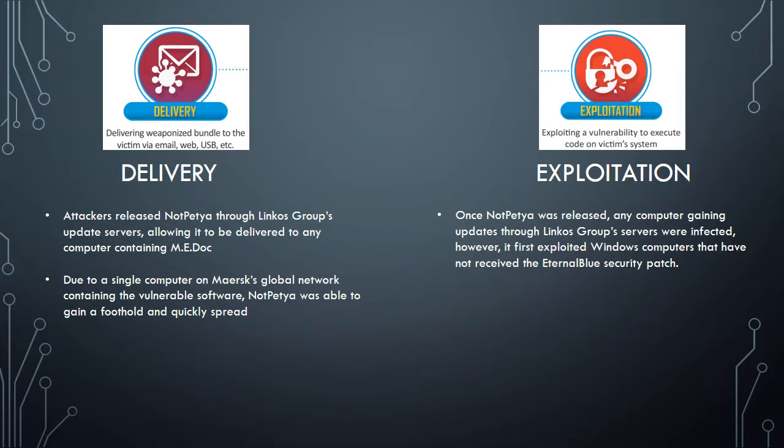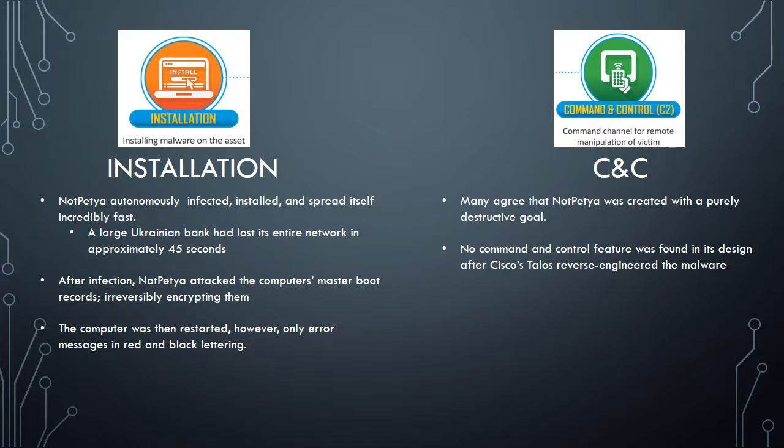Then came exploitation. Once NotPetya was released, any computer gaining the updates through the Linkos Group servers were infected, and any computer not having the security patch for EternalBlue was targeted first. Then comes installation. NotPetya autonomously infected, installed, and spread itself incredibly fast, to the point where a large Ukrainian bank had lost its entire network in 45 seconds. After infection, NotPetya attacked the computer's master boot records and irreversibly encrypted them. And it was then restarted and had an error message on there saying your files are encrypted.